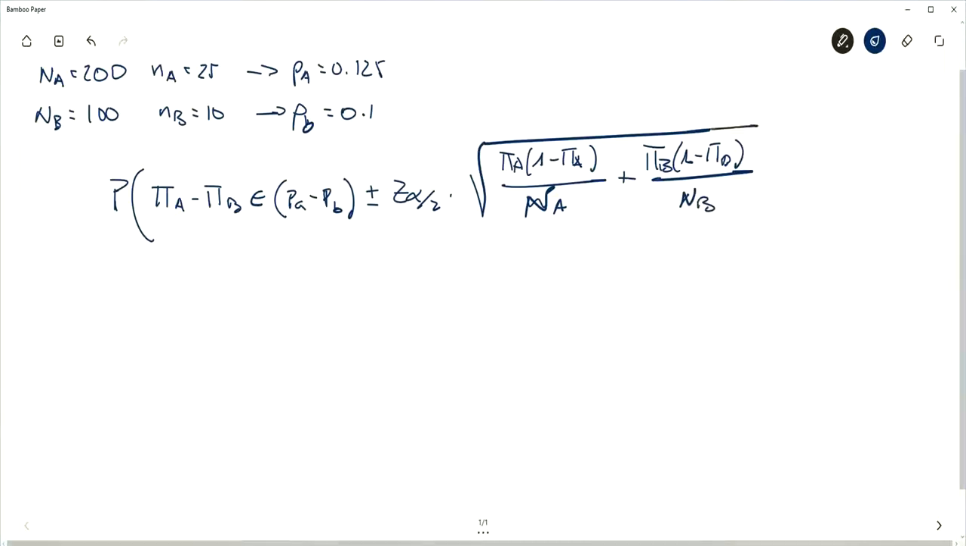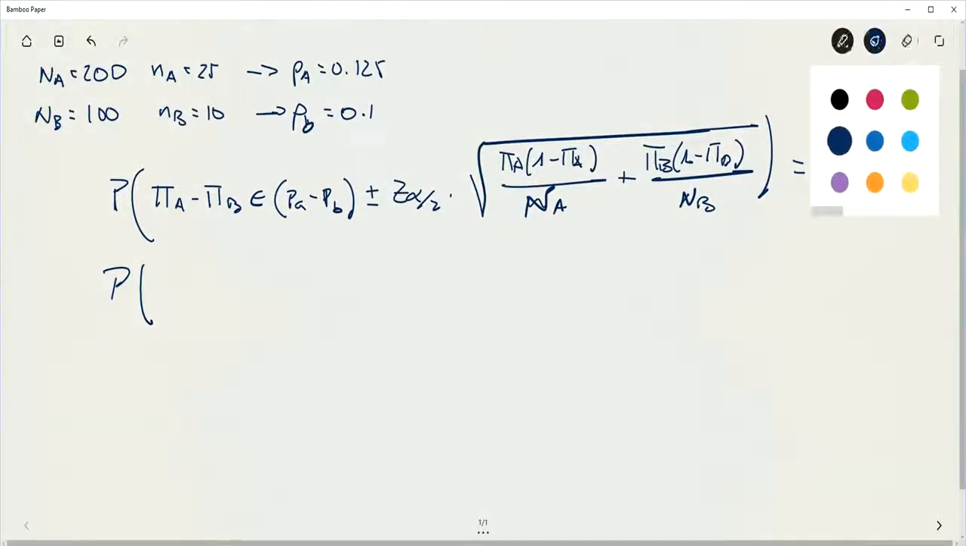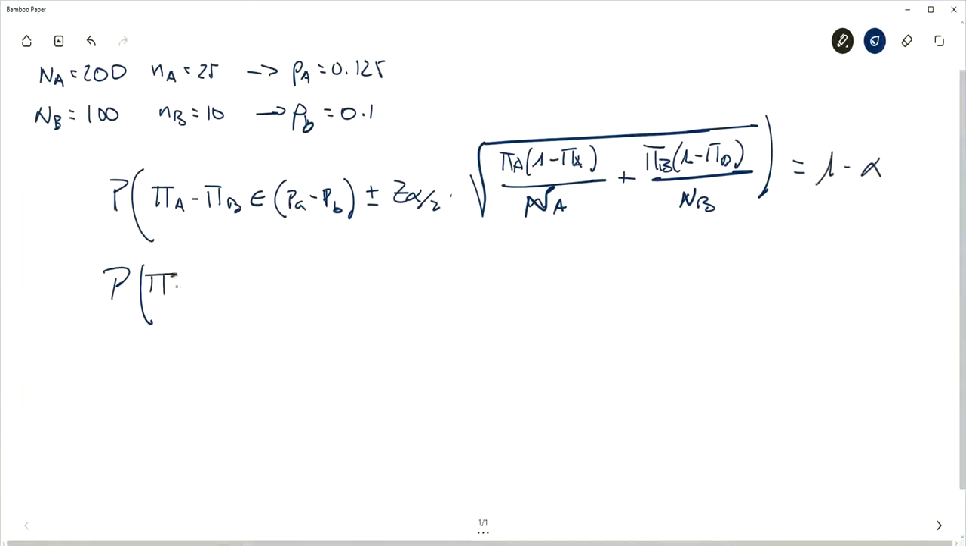In that case, this standard deviation is the square root of the sum of variances, the variance of each of the proportion distributions. In that case it is p sub a multiplied by 1 minus p sub a divided by n sub a plus p sub b multiplied by 1 minus p sub b divided by n sub b. The probability of this interval is going to be equal to 1 minus alpha.